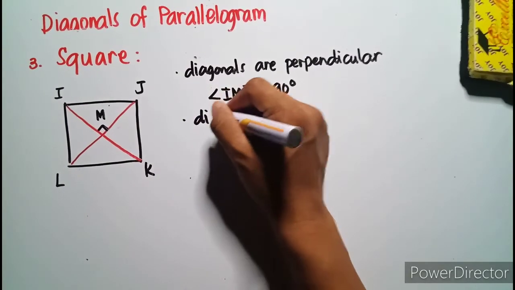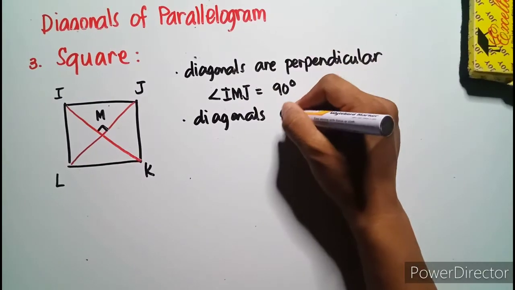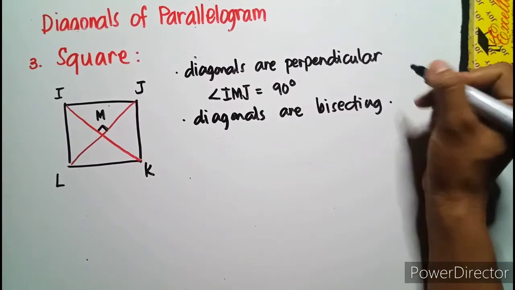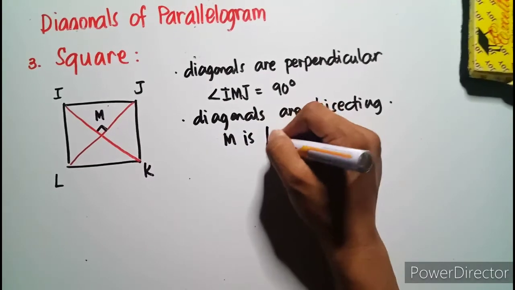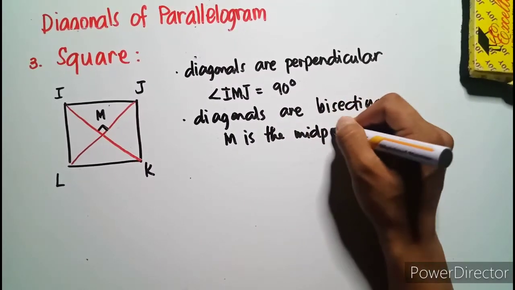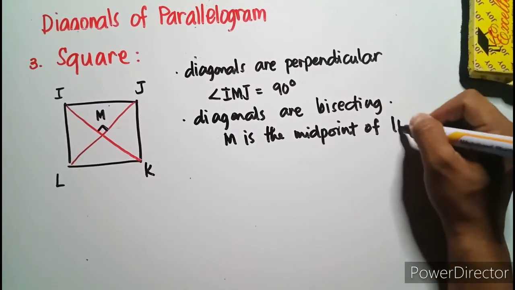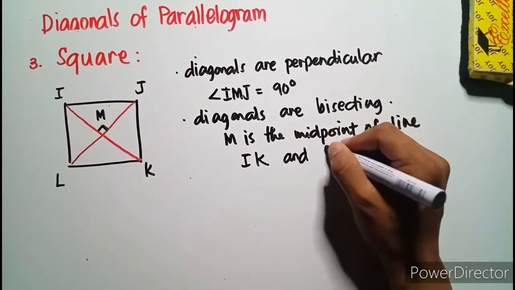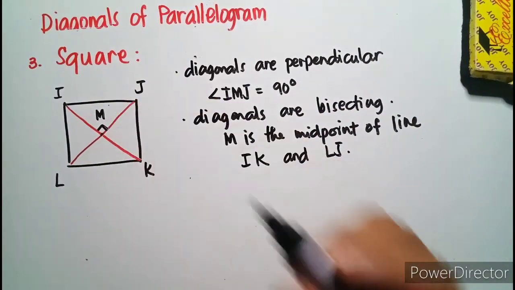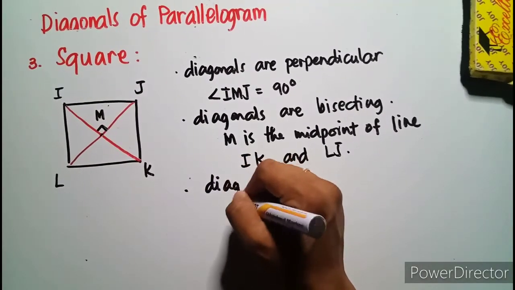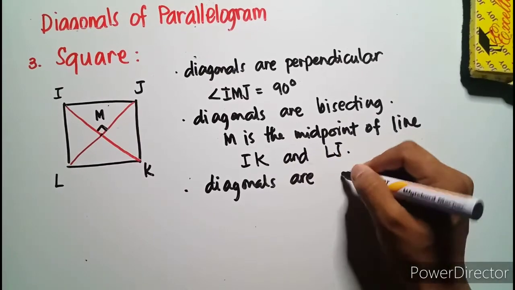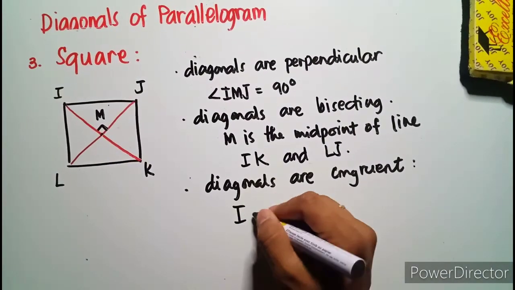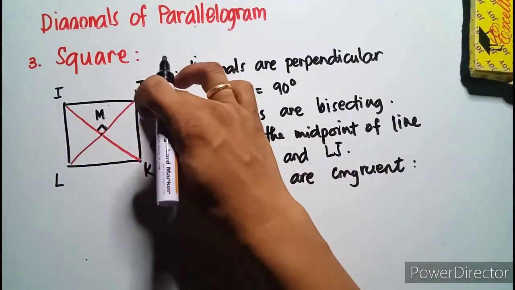Second, diagonals are bisecting. Pag sinabi nating bisecting, M is the midpoint. Gitna is the midpoint of line IK and line or diagonal LJ. So, gitna iyon. Okay. And last, diagonals are congruent. So, meaning, si IK is congruent to LJ.